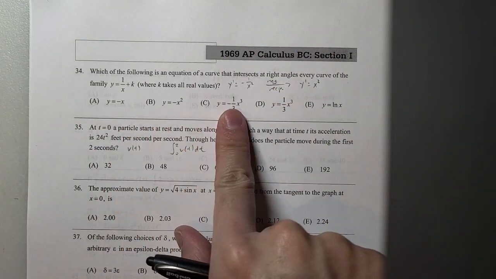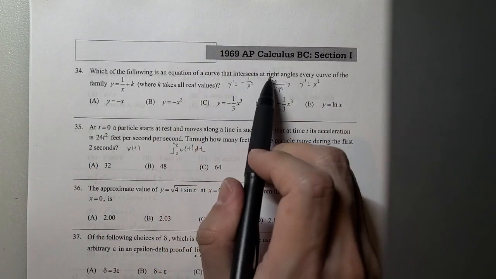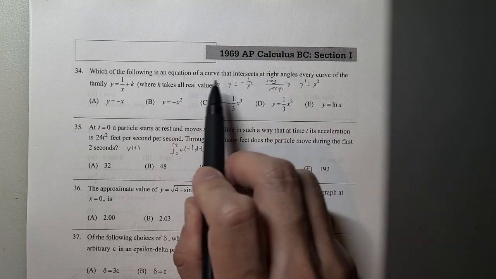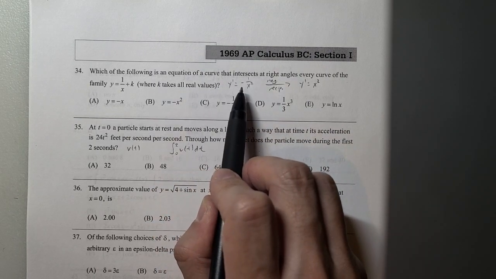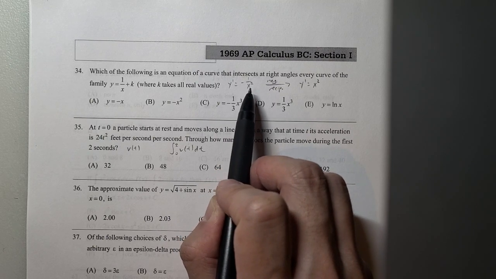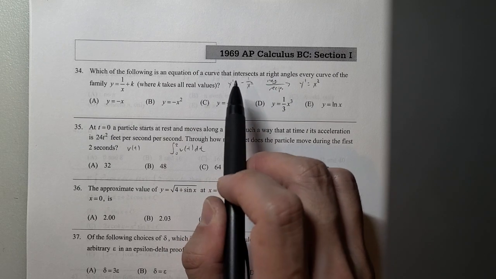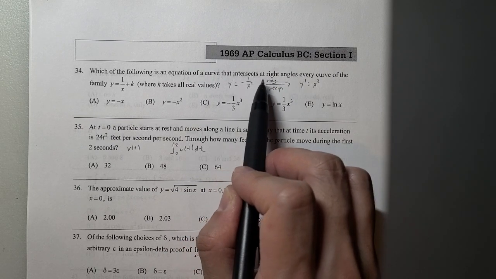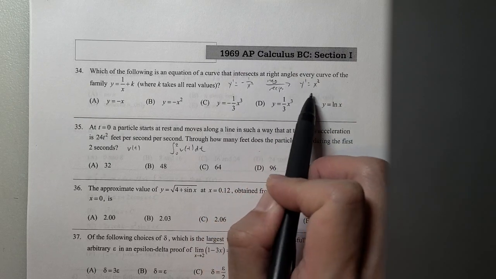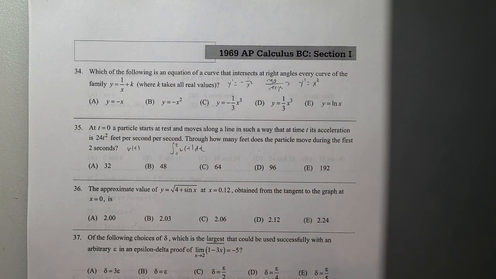This one I've done in the AB video. The trick here was that it talks about intersecting at right angles. So instead of the tangent line, you want to find the negative reciprocal of the derivative, which derivative is the tangent line. You want the negative reciprocal for it to be perpendicular, or right angle. So the negative reciprocal would be x squared, and then you integrate that, which will be D if I remember correctly.